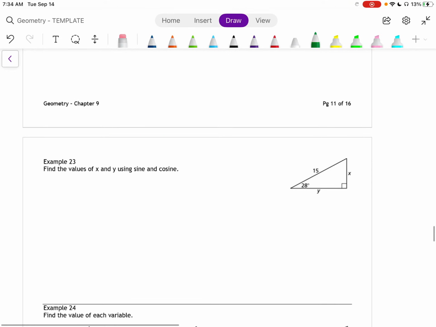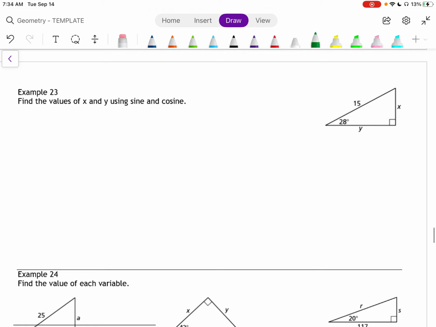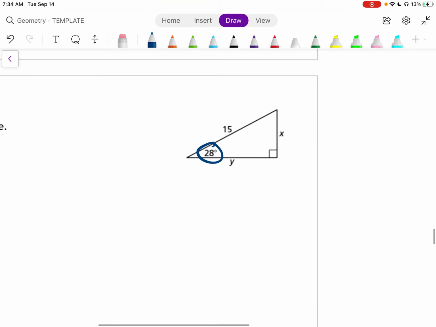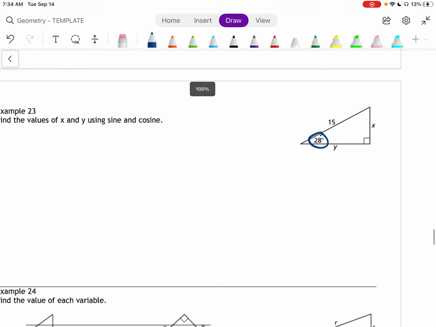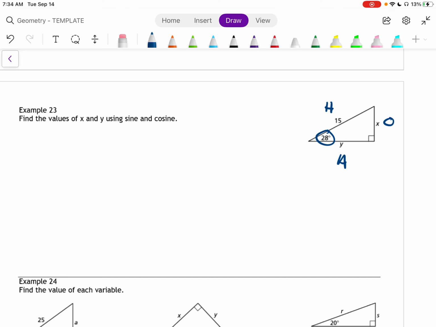Now let's look at the next page. Find the values of x and y using sine and cosine. So let's start off looking from the 28-degree angle. We have opposite, adjacent, and hypotenuse. Well, starting off to find x, we know that we could find x using sine. So sine of 28 is opposite x over hypotenuse 15.